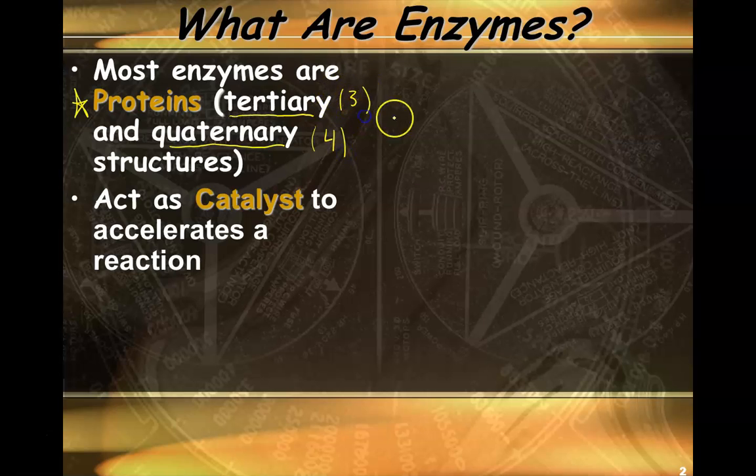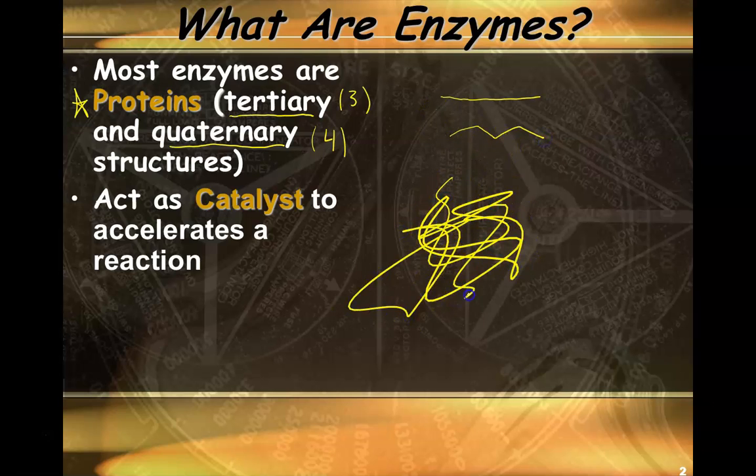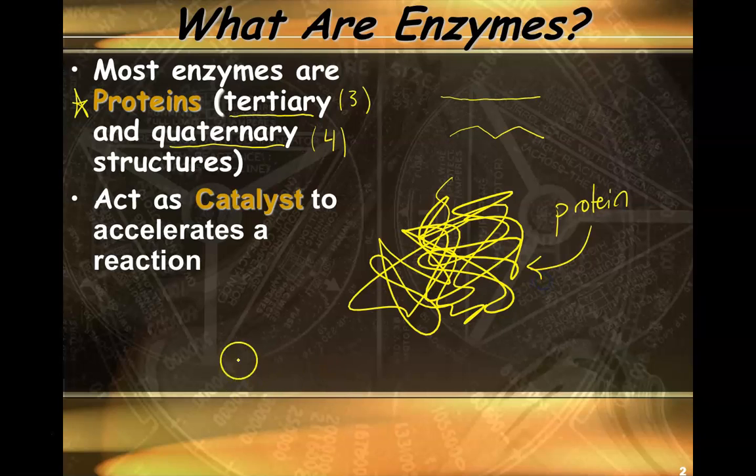Tertiary would be 3. So with proteins, you're going to start with long chains, and then they'll be kind of folded up a little bit. And then when we get into our tertiary and quaternary structures, they'll start to just kind of look like this. So when you draw a protein, you can basically just draw a big squiggle and then label it protein. And everyone will think you're very smart.